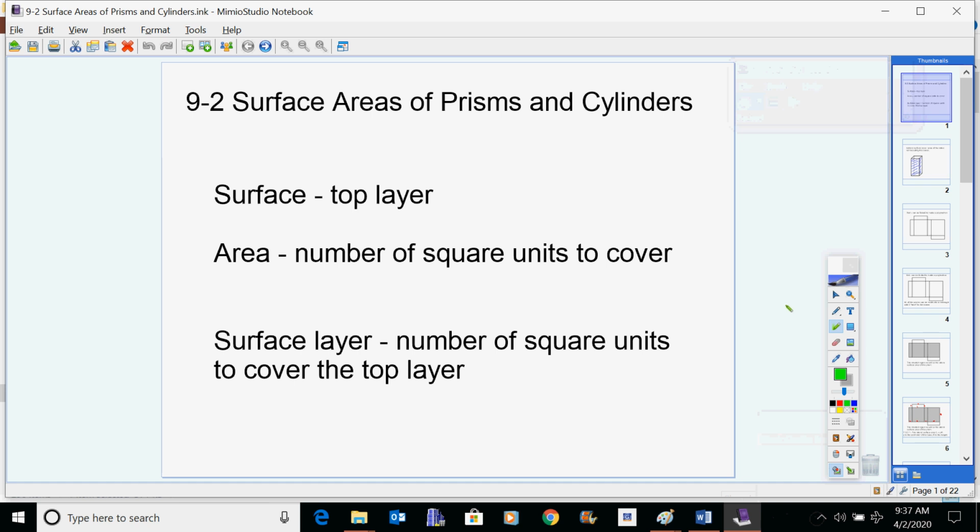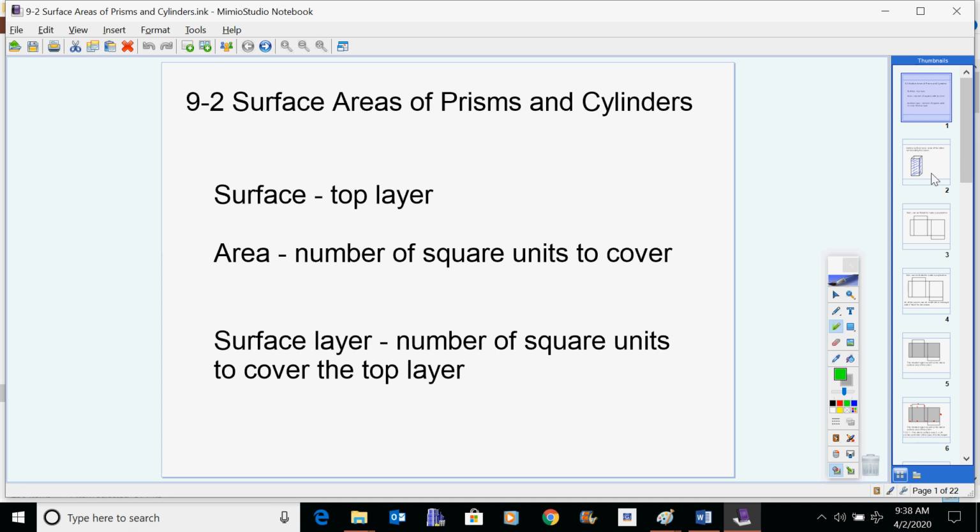So when we're looking at the surface area, you're thinking about the outside of that, and that's why I said the cereal box is a good example, because you've got all the cereal and stuff on the inside, but the box itself that's covering up the cereal is like the surface area. And the area, as you know, is really just taken by knowing how many square units it's going to take to cover that up. So you're really thinking about how many squares it will take to cover the top layer of the surface of your prism or your cylinder.